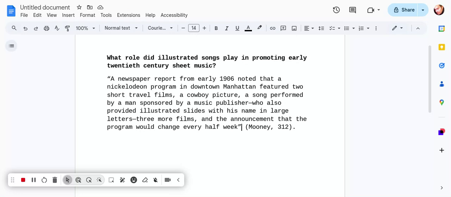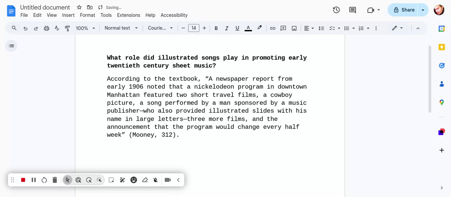Well, before introducing a quote, you need to prepare your reader by explaining its context. You need to let the reader know immediately where it's coming from. So in this case, you can simply say, according to the textbook, right? So introductory phrase, according to the textbook. This brief setup gives your reader context for the evidence that follows.